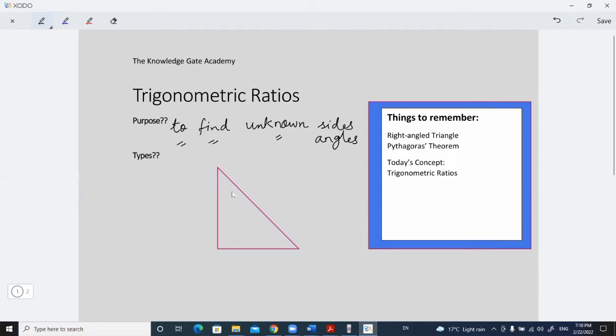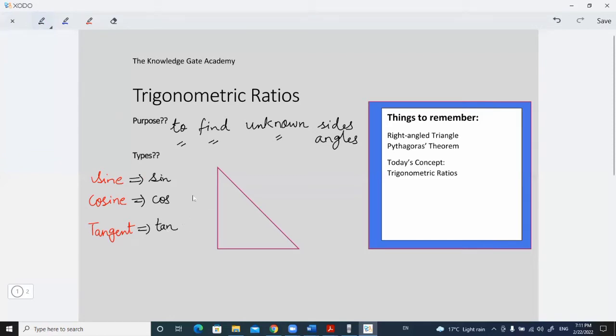So what are the types? There are three types of trigonometric ratios. The first one is named sine, the other is known as cosine, and the third is named tangent. What are the short forms? The short form of sine is sin, as you have seen on calculators as well. Cosine can be termed as cos, and tangent can be represented as tan.